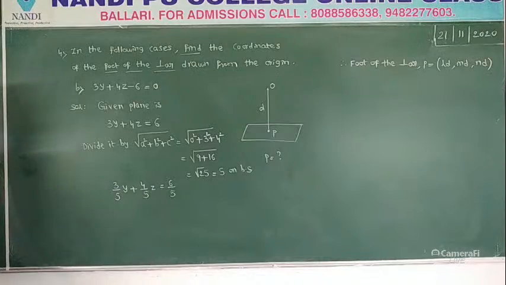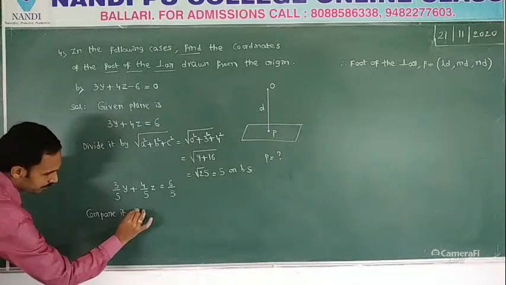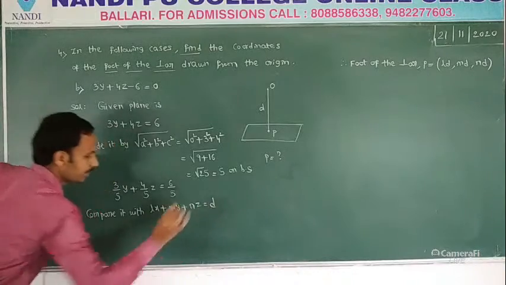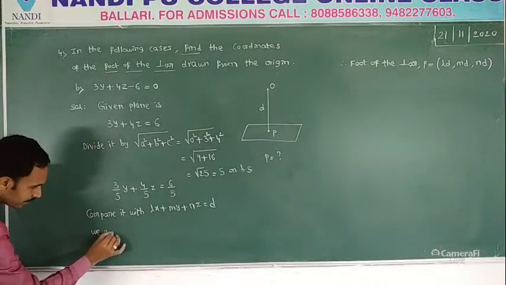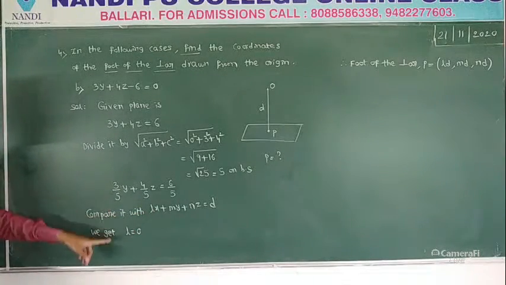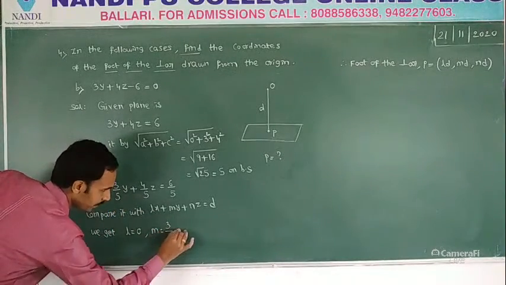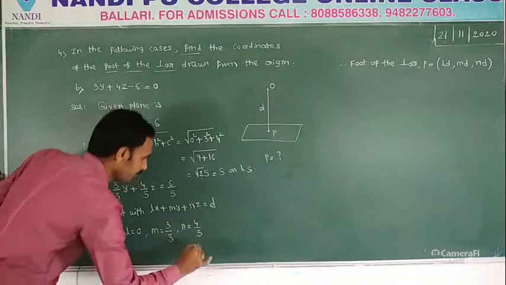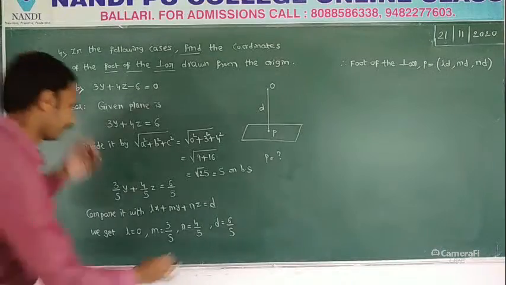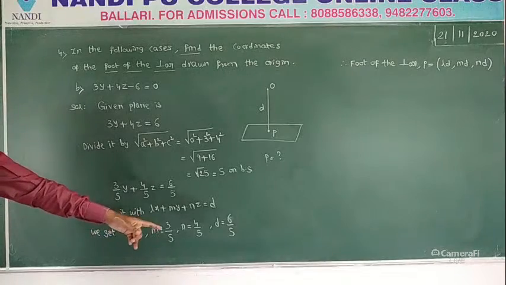Right. Compare it with standard form Lx plus My plus Nz is equal to D. We get L is equal to 0 because no x coefficient here, 0, comma M is equal to y coefficient is 3 by 5, comma N is equal to 4 by 5, comma D is equal to 6 by 5. Okay, L, M, N, D values came.